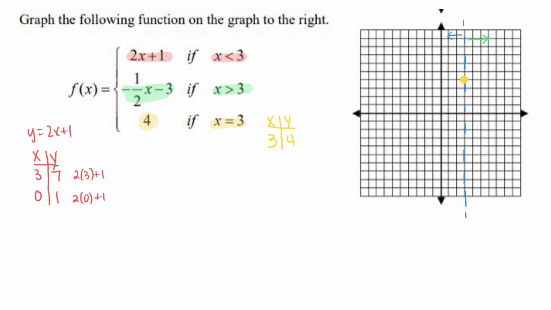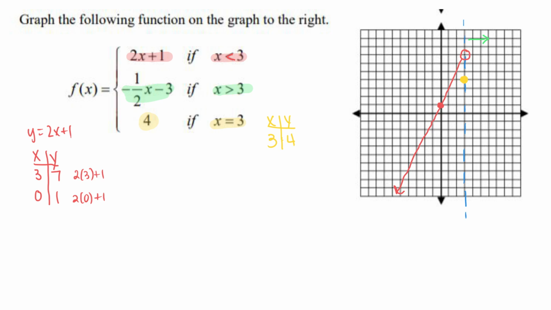So let's graph those points. So 3, 7: 1, 2, 3, 4, 5, 6, 7 would be right here, but it's going to be an open circle because we just have a less than. And 0, 1 would be right here. When I connect those dots, we're going to keep on drawing because it's everything on that side. And I'm going to go ahead and erase that blue line now.